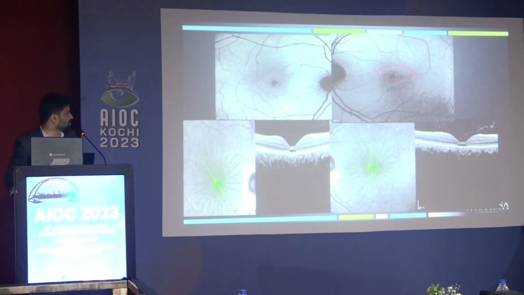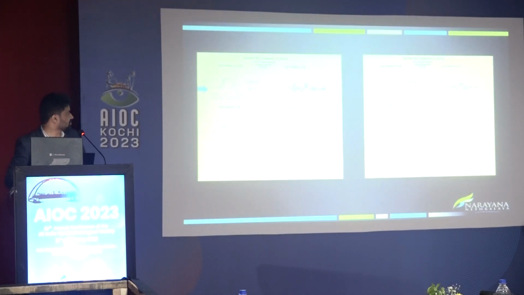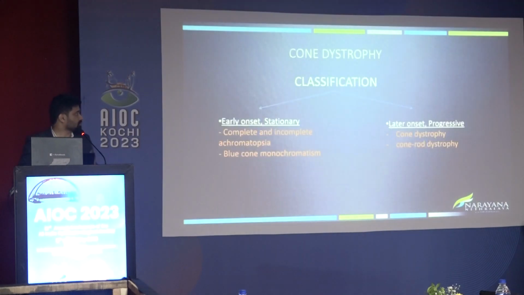But when I did an ERG, look at this. Look at the dark adapted responses. Completely normal. Look at the light adapted responses. It is undetectable. So the lesion is such a small lesion at the foveola, but the ERG is telling us the cones in the entire retina are non-functional. So this is a case of achromatopsia. Sorry for the spelling mistake. It is a type of stationary cone dystrophy. That means it's a non-progressive one.